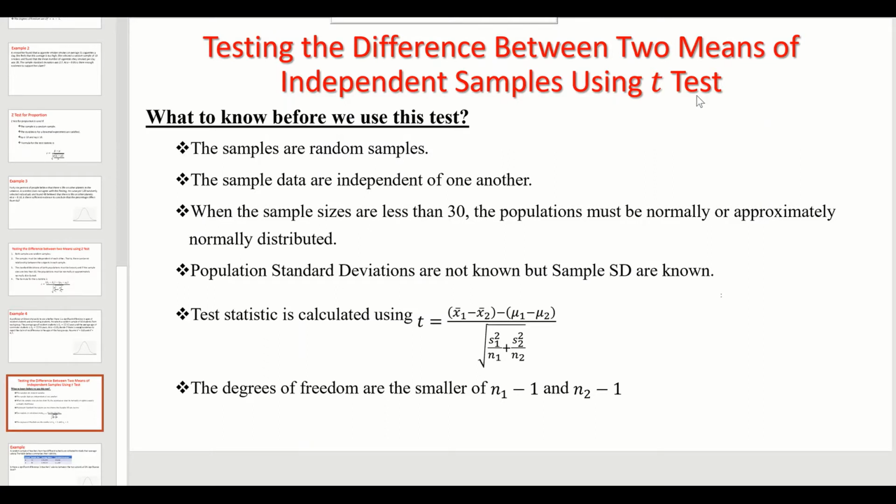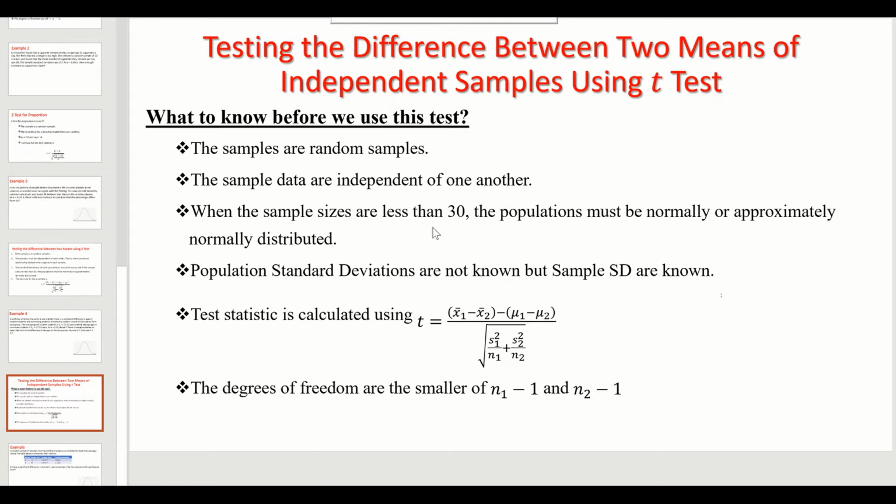First, we are going to look at what we need to know before we use this test. The first thing that we must know is the two samples are random samples. So the process of selecting the samples for this hypothesis test should be random samples. Second, the sample data are independent of one another. We have two samples and those two samples should be independent of each other. Meaning of that is there should not be any kind of relationship between the two samples.